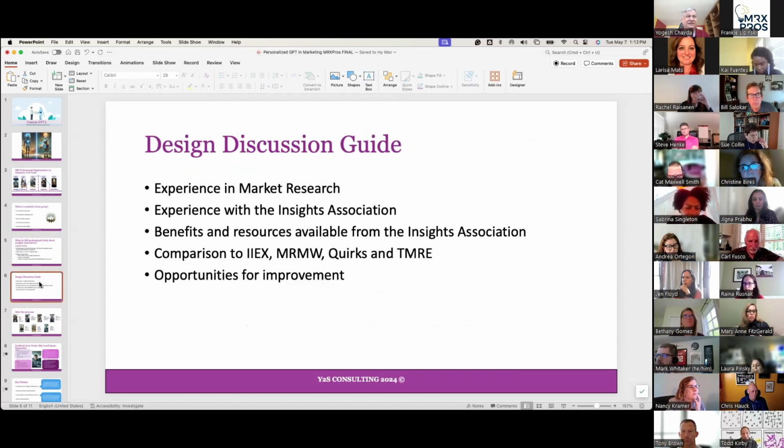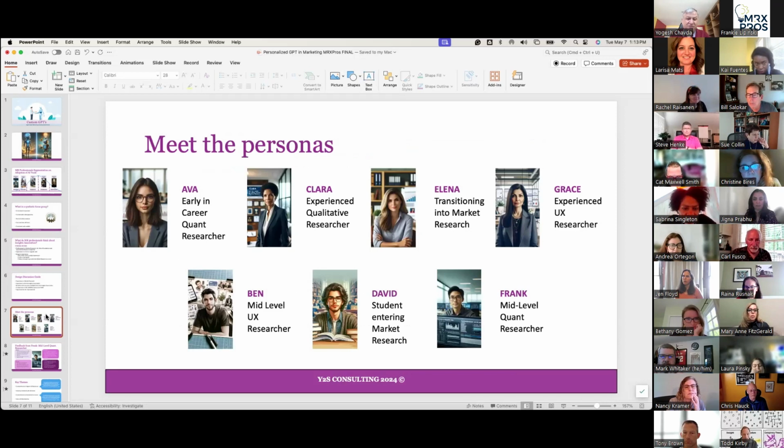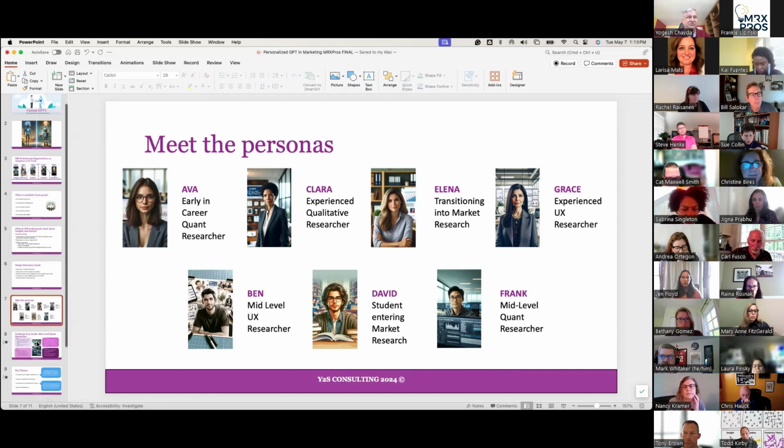And basically then what I did is I had it answer these kinds of questions as part of my discussion guide, right? And this is what I got as output. First, these were my personas that I got from this tool: Ava, who's early in career, versus Clara, who's experienced, or Ben, who's a mid-level UX researcher, or David, who's just entering the industry for the first time because he's a student. It created these personas. And then, based on the discussion guide that I shared with you just now, it ran the discussion guide, and each of these different personas were answering questions as the questions were being dropped.